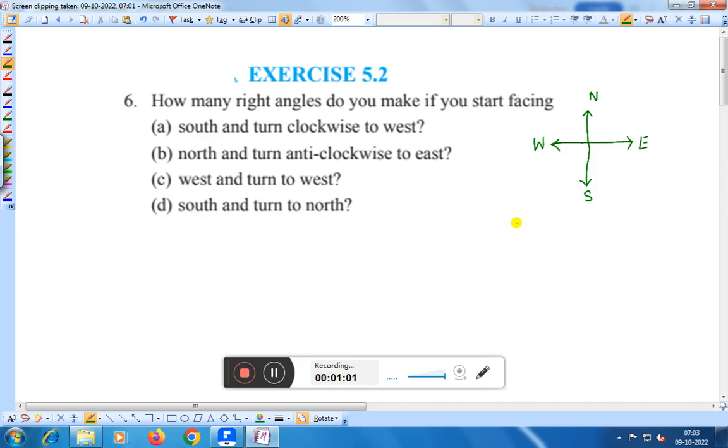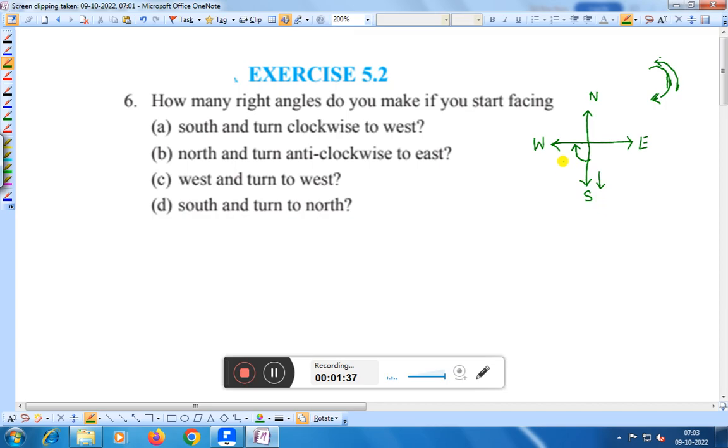You will start facing south. Here south means in this direction. Start facing south, right? And turn clockwise to west. Clockwise means in this direction. This is the clockwise direction, and this is the anti-clockwise direction. Right? Now if you go south to turn clockwise to west, we are going south to west.